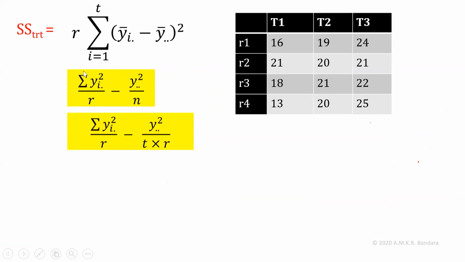Then take the summation of those squared totals and divide by the number of replicates, that is 4r. Then you know how to find this one. Here, add all the observations, that will be equal to y dot. Then square that total, that is 240 squared, divided by the number of observations, that is 12, t into r.